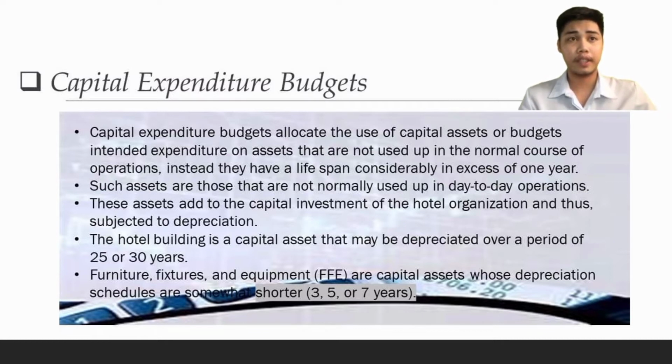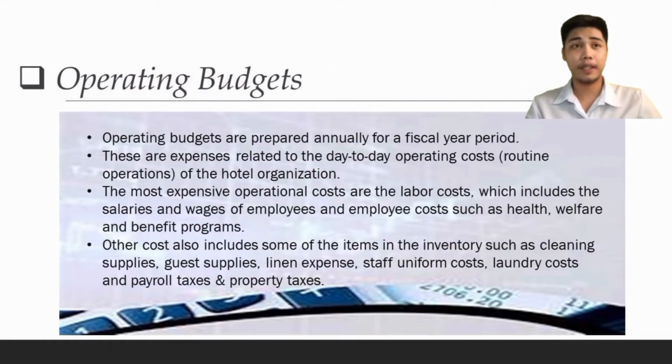The hotel building is a capital asset that may be depreciated over a period of 25 to 30 years. Furniture, fixtures, and equipment are capital assets whose depreciation schedules are somewhat shorter, for 3, 5, or 7 years. Operating budgets are prepared annually for a fiscal year period.